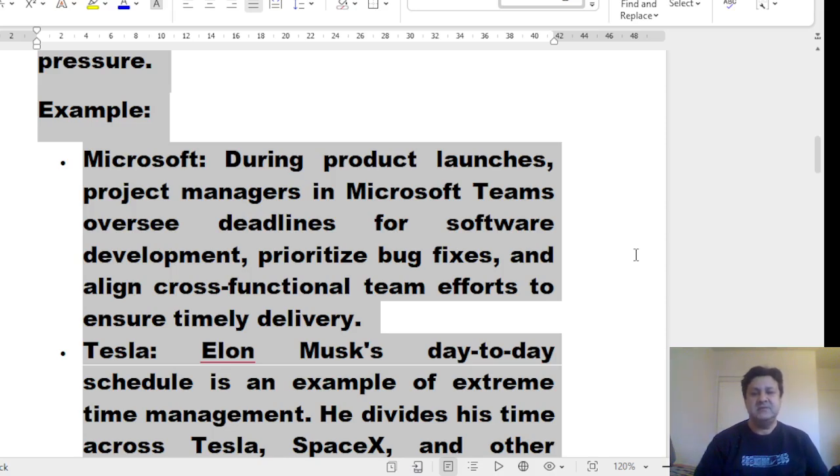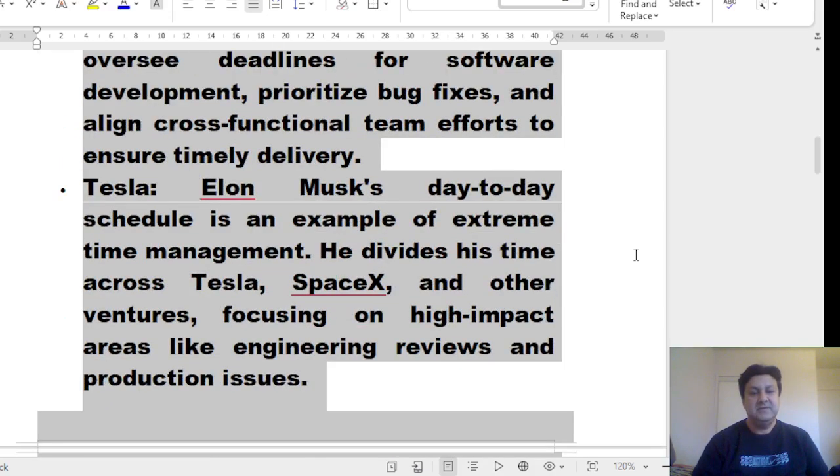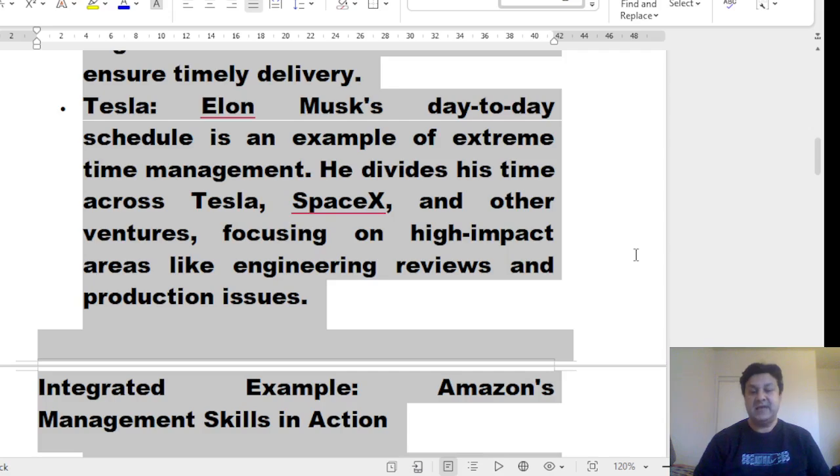project managers in Microsoft Teams oversee deadlines for software development, prioritize bug fixes, and align cross functional team efforts to ensure timely delivery. For Tesla, Elon Musk's day to day schedule is an example of extreme time management. He divides his time across Tesla, SpaceX, and other ventures, focusing on high impact areas like engineering reviews and production issues.